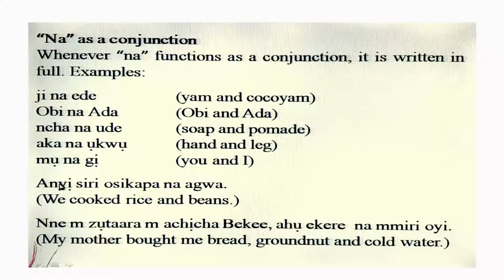Let's look at other examples. Ani siri osikapa na agwa. We cooked rice and beans. Nnem zutaram achicha beke ahuekere na mmiri oyi. My mother brought me bread, groundnuts, and cold water.